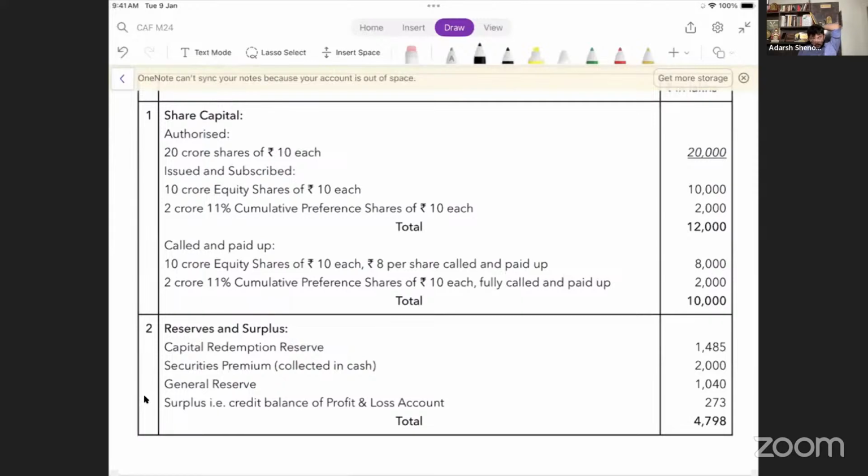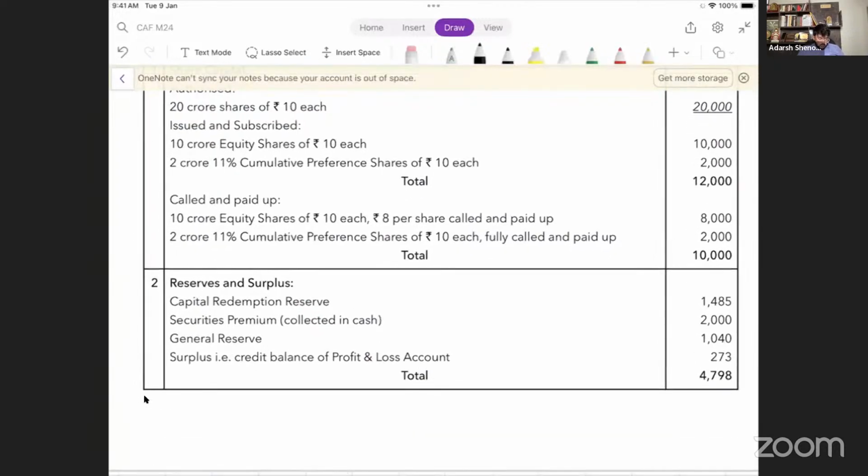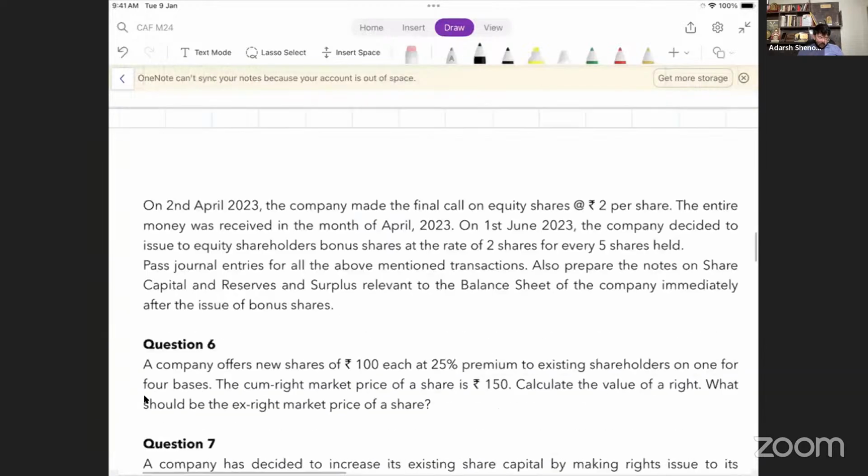2 crore 11% cumulative preference shares of rupees 10 each. Then you have 2 crore 11% cumulative preference shares of 10 each, called up and paid up. 10 crore equity shares of 10 each, 8 per share called up and paid up, 2 crore 11% cumulative preference shares of 10 each, fully called and paid up. Okay, reserves and surplus is there, CRR is there, securities premium collected in cash, general reserve is there, credit balance of P&L account also we have.